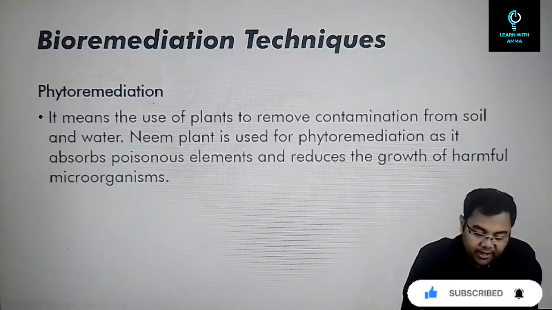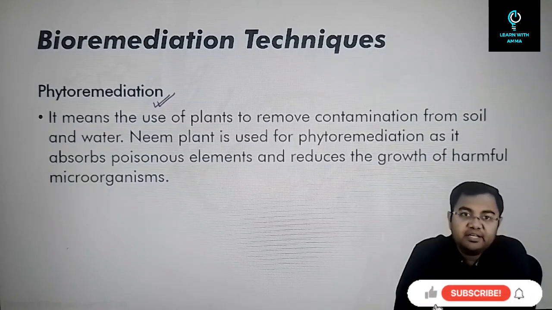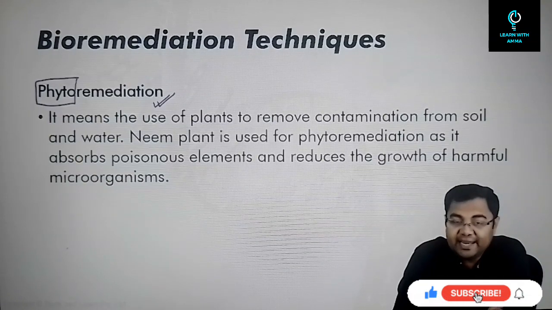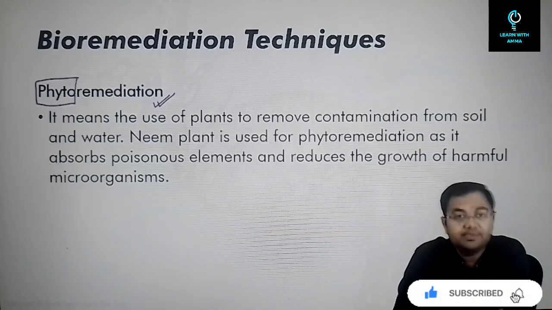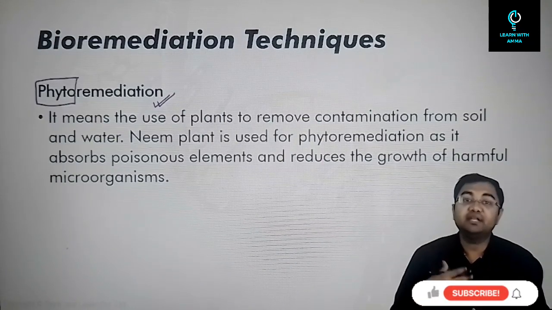Then after that you have phytoremediation. Another technique is phytoremediation. Remember, whenever we have phyto, it means that you are carrying out the process with the help of plants. So in the phytoremediation technique, what we do is make use of trees. For example, the neem tree.